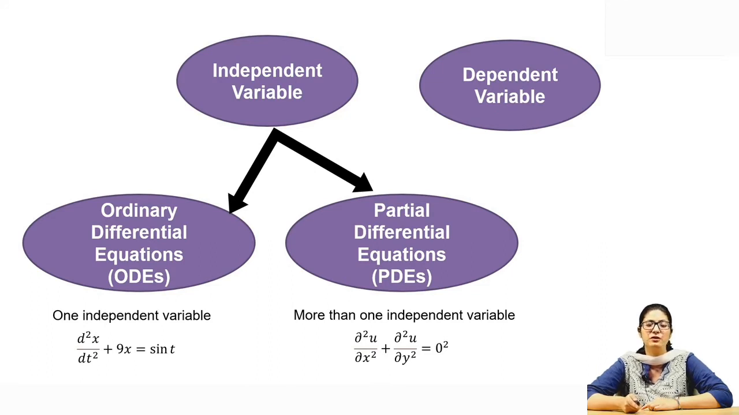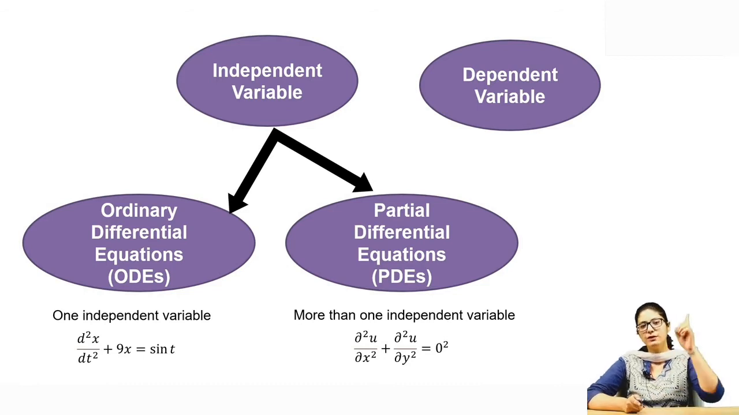Based on the independent variables, if we have one independent variable, we have the ordinary differential equations, also known as ODEs. And whenever we have more than one independent variable, our differential equation is the partial differential equation, known as PDEs, right. So we can see the example of ODEs and PDEs here.